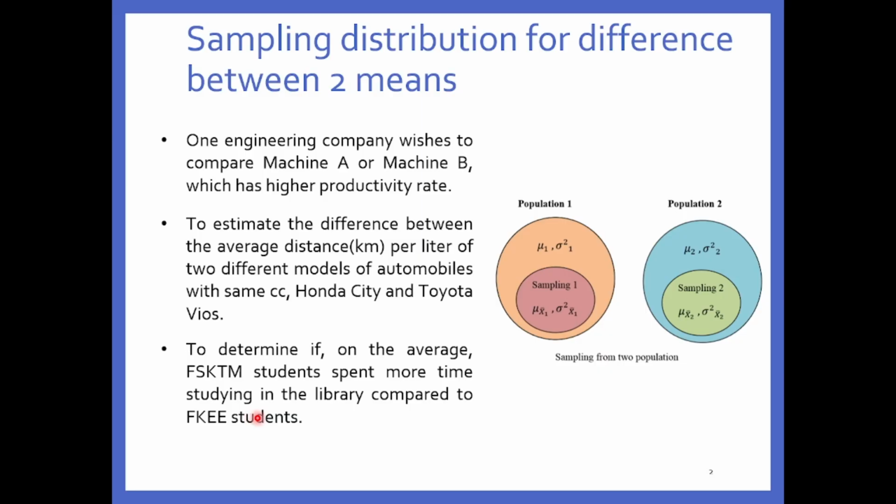We have population 1 with mean mu1 and variance 1, and its sampling distribution with the mean of the sample mean 1 and the variance of the sample mean 1. Population 2 has mean mu2 and variance 2, and the sampling distribution has the mean of the sample mean 2 and the variance of the sample mean 2.